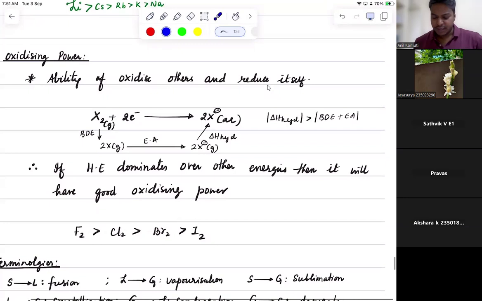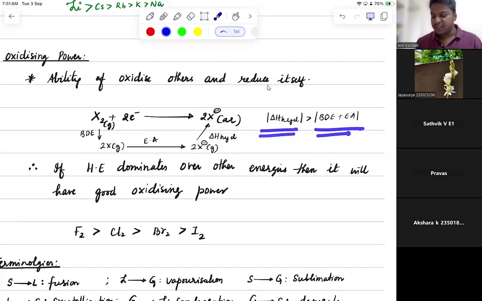Check. Now, ability to oxidize the others and reduce itself. Notice X2 plus 2 electrons giving 2X minus. This is for non-metals. First, you need to require some bond dissociation energy to convert into gaseous atoms. Converting into X minus, we require electron affinity, and from there, if it is converting into aqueous solution, energy is released, and that is hydration energy.